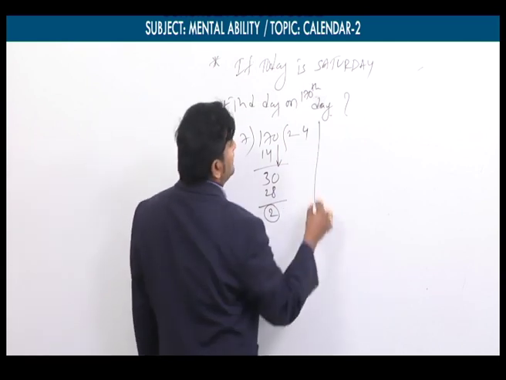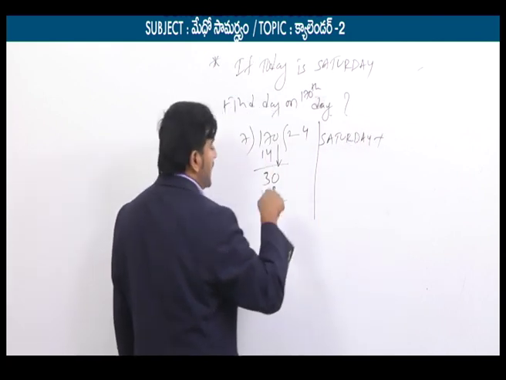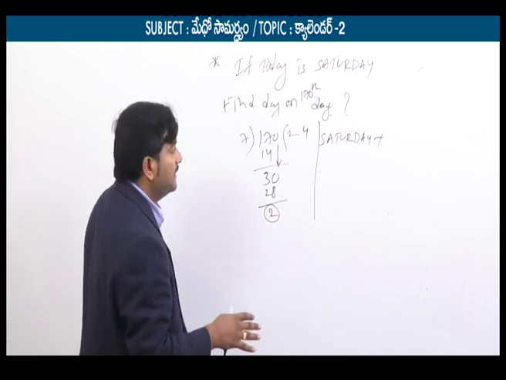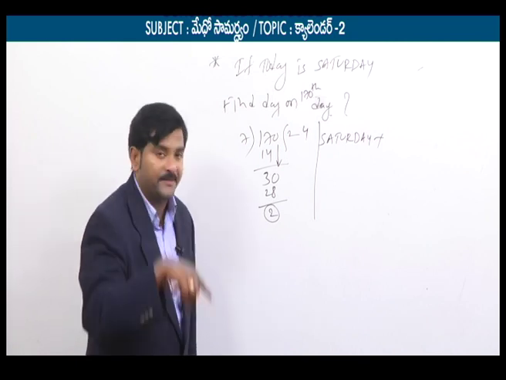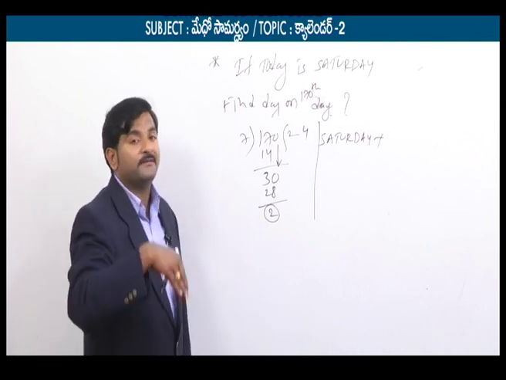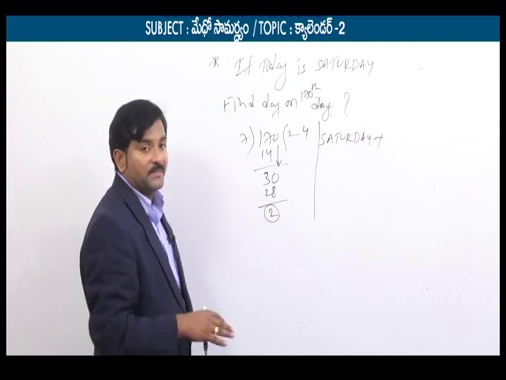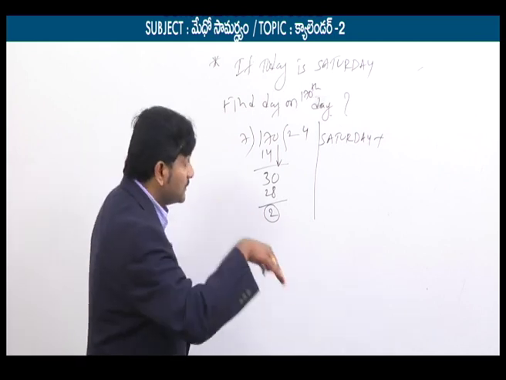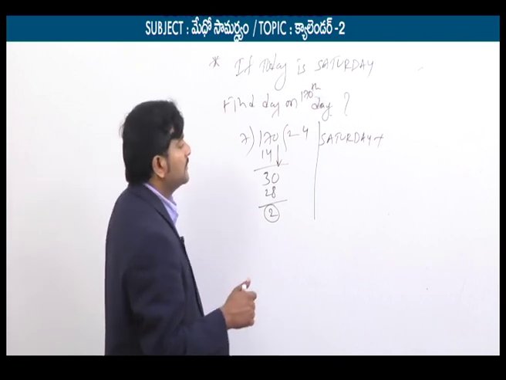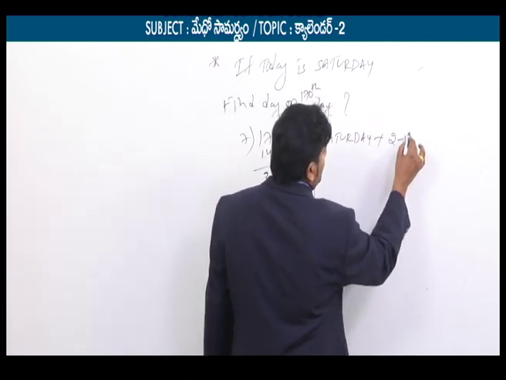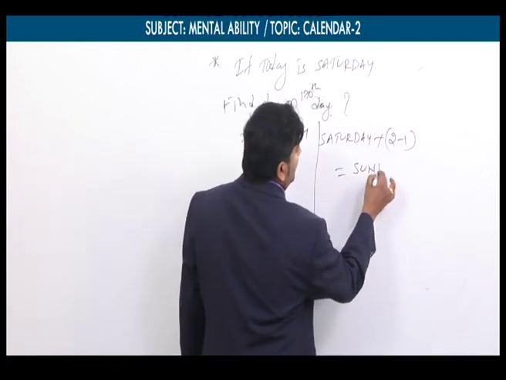Now observe here. What is the given day? Saturday. If I directly add 2 to Saturday, then it will be the 171st day. But I need to find only the 170th day. He didn't mention after. If he mentions after, we directly add the remainder. But since he mentioned on the day, we need to reduce one day. So the remainder is 2; reduce one from that 2. Saturday plus 1 means what day will you get?